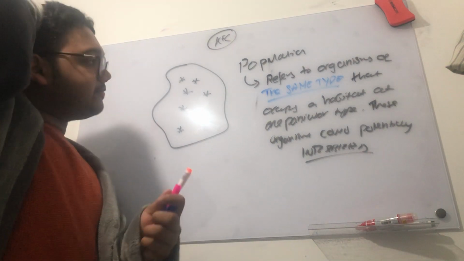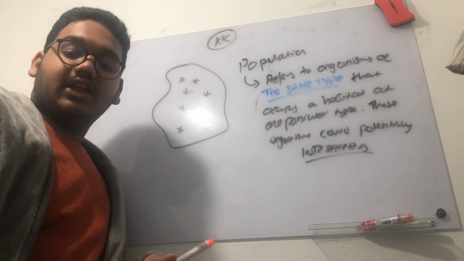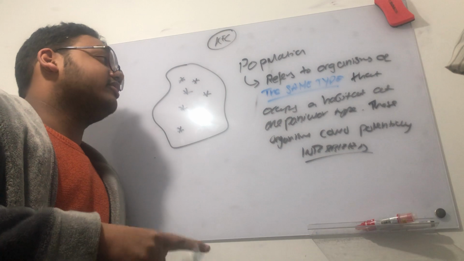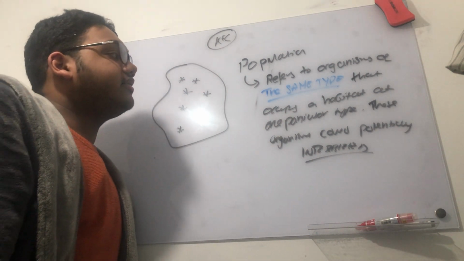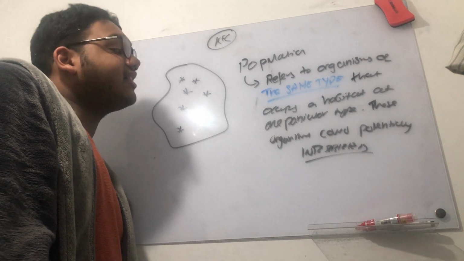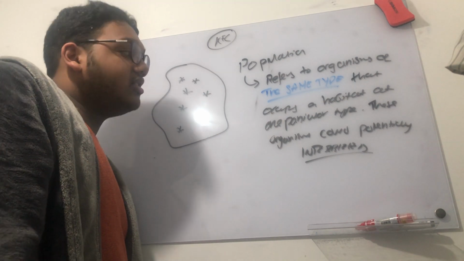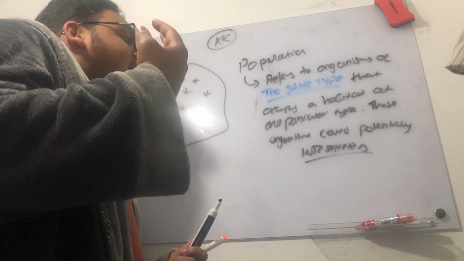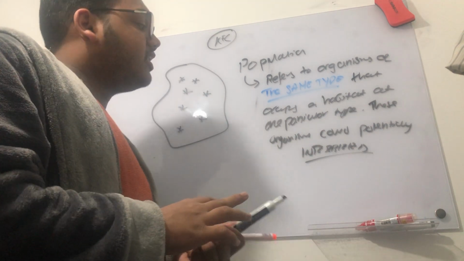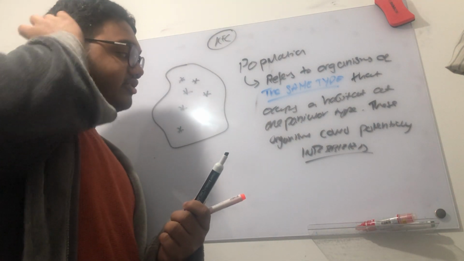Population. Logically speaking, you know what it means. In the exam, you need to write what they want you to write. So, it refers to organisms of the same type that occupy a particular habitat at one particular time. These organisms could potentially interbreed.